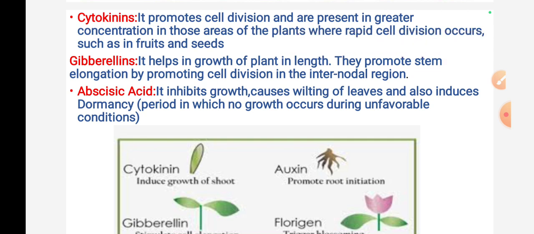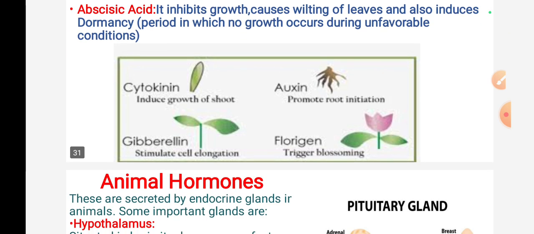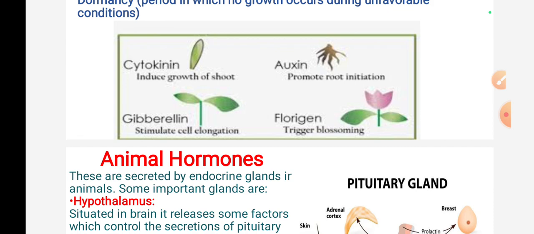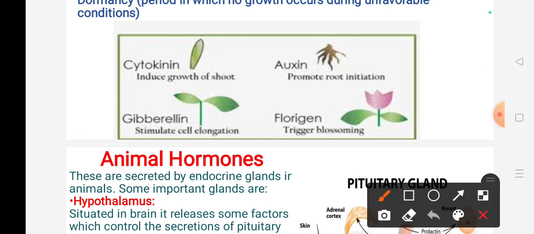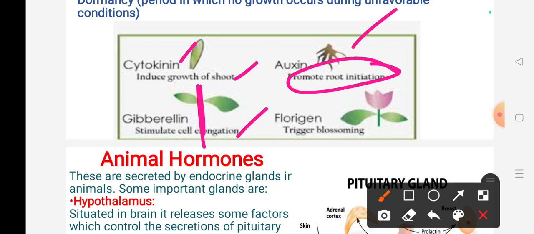Dormancy is the period in which growth stops during unfavorable conditions. Then, at the time of seed germination, what happens? Cytokinin is secreted and induces the growth of a shoot. Then gibberellin stimulates cell elongation in the stem. Then auxin promotes root initiation. It helps in the growth of the roots of plants. Then florigen helps to trigger the blossoming of flowers.